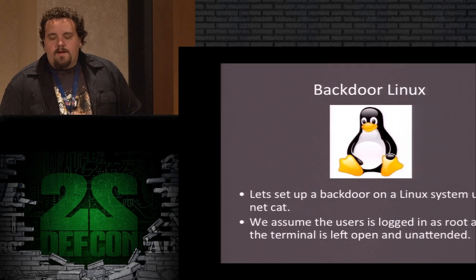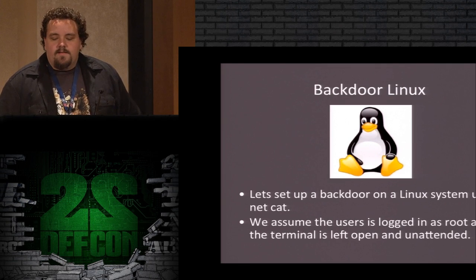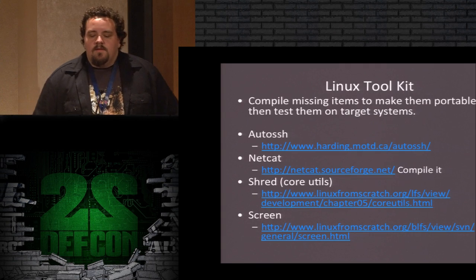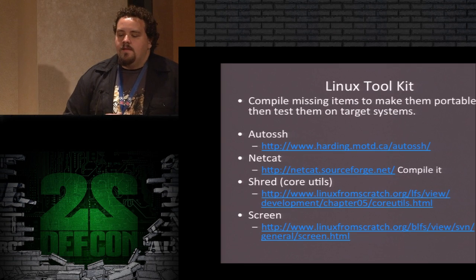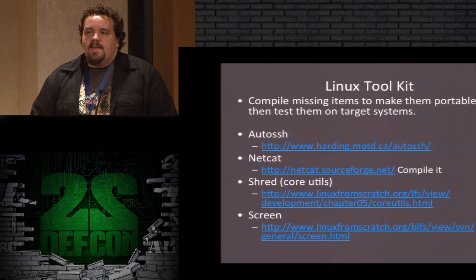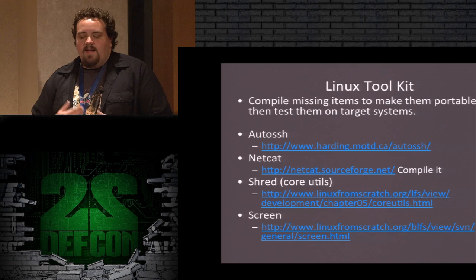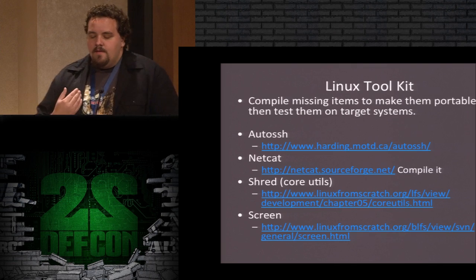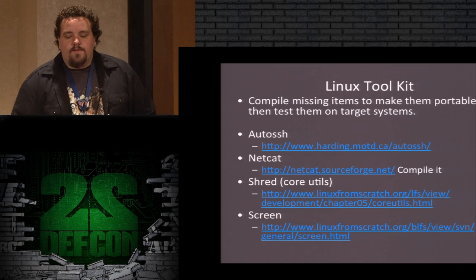So what can we do to mess with a Linux user, right? Or just a Linux console that's open? So at this point, we're going to need a Linux toolkit, too. So another crucial tool is the auto SSH. In this case, I went out and compiled GNU netcat. I had a little bit of trouble with it. We'll go over that later. And then shred and screen are kind of useful tools.